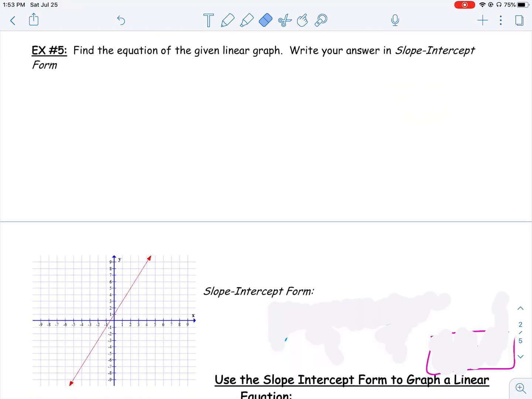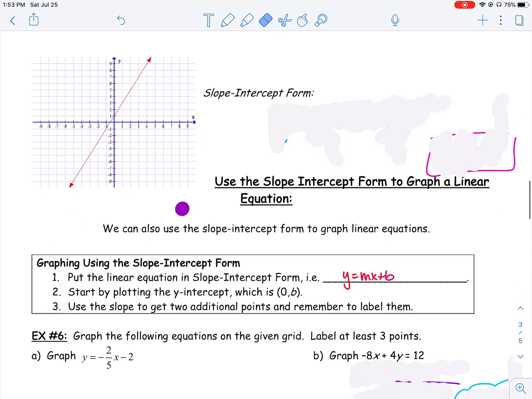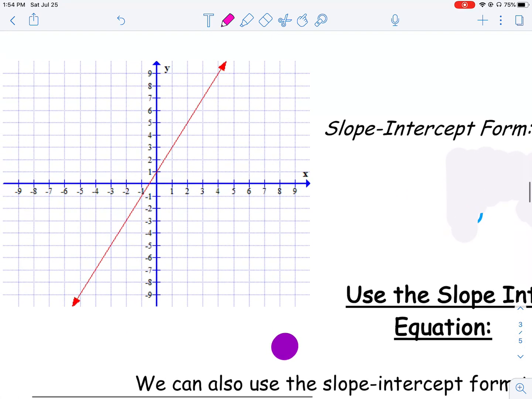Looking at example number 5 now, it says find the equation given the linear graph and write your answer in slope-intercept form. Ooh, so on this one, they don't come out and explicitly say, hey, here's the slope, or hey, here's the y-intercept. But what they do give us is a graph. Can we find those two things by looking at a graph instead? Well, remember, I need a slope and I need a y-intercept. All right, I'm going to go ahead and look at this graph and first pick out my y-intercept. I noticed on this graph that it crosses the y-axis at the point (0, 1).